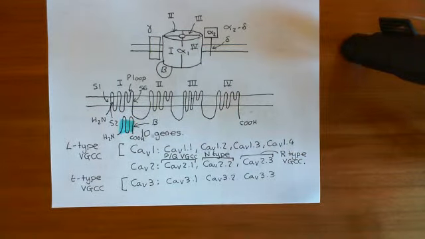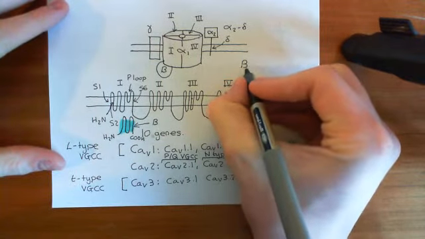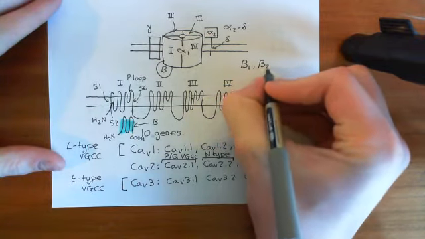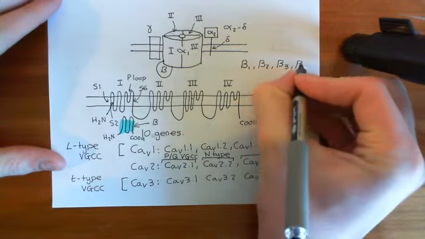Okay, right, so how many different genes do you have for beta subunits? Because this gives you another level of complexity. So, okay, beta subunits, you have 4 different beta subunits. You have the beta 1 gene, the beta 2 gene, the beta 3 gene, and then also the beta 4 gene.